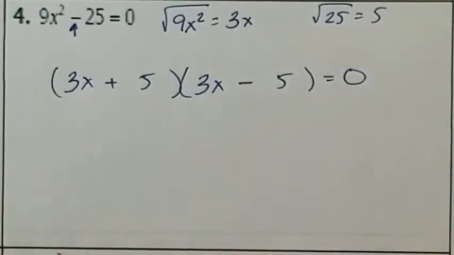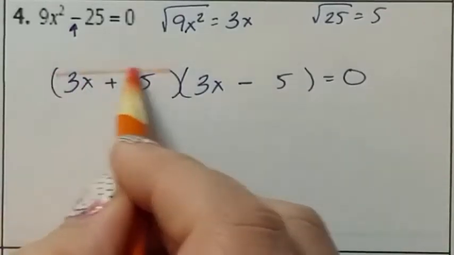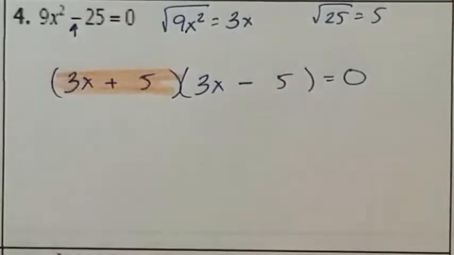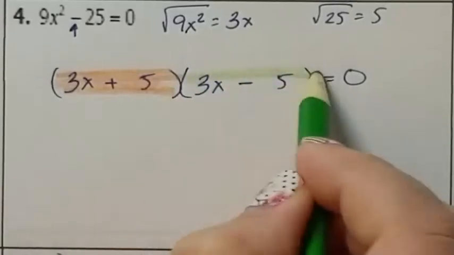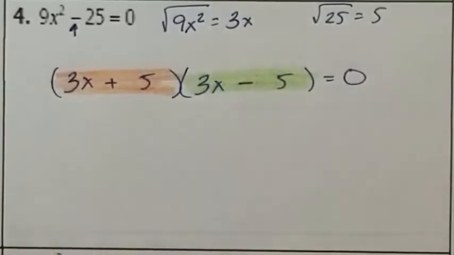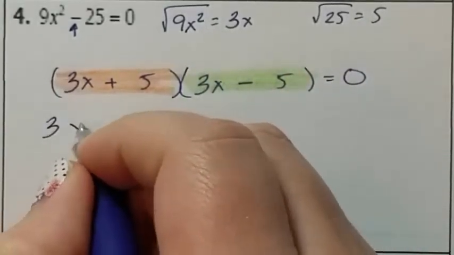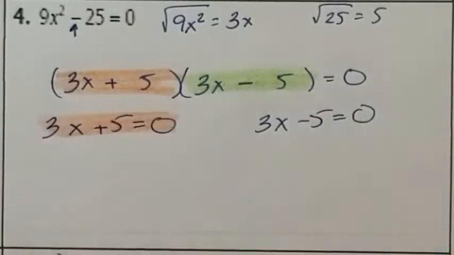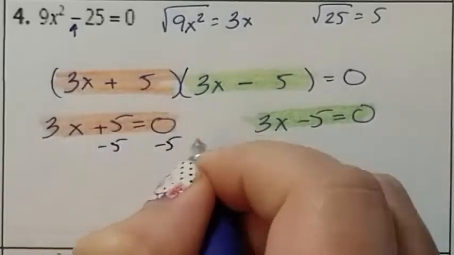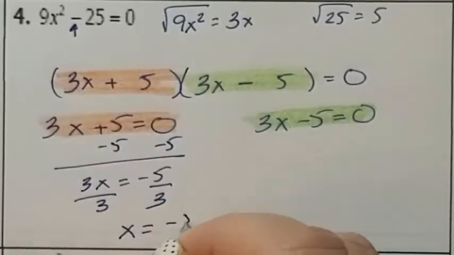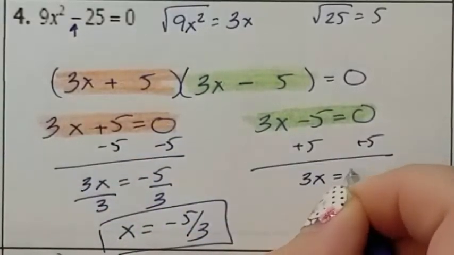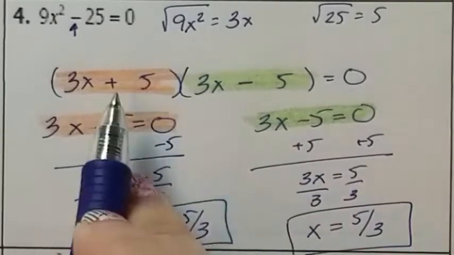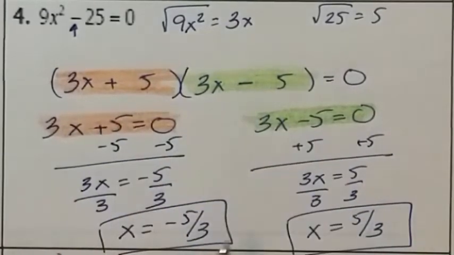I have two factors. One of these factors is the reason it's 0. Either the first factor is the 0, or the second factor is the 0. So we're going to solve for both, and we're going to see what the answers for x are. Two factors gave me two answers. I have negative 5/3 and positive 5/3.